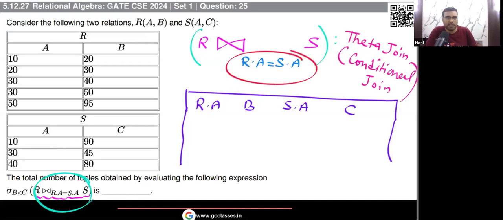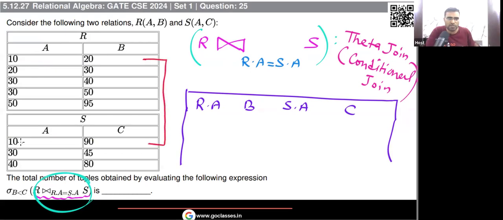Remember, this is the condition, r.a equal to s.a. So you can see we are checking the equality of attribute A. So this tuple will match with this tuple, yes or no? I can say that this tuple will match with this tuple, because here the value is 10, here also the value is 10. So we will get 10, 20, 10, 90.